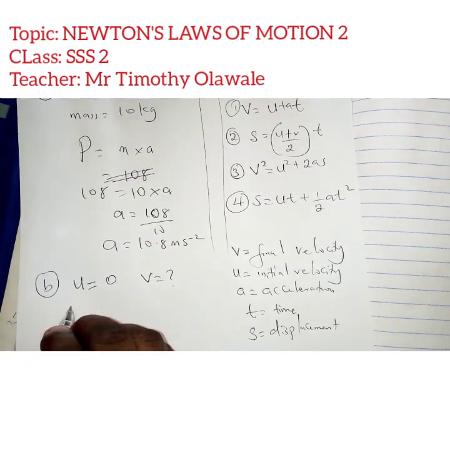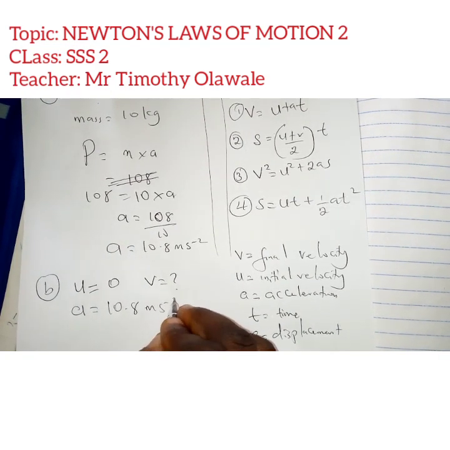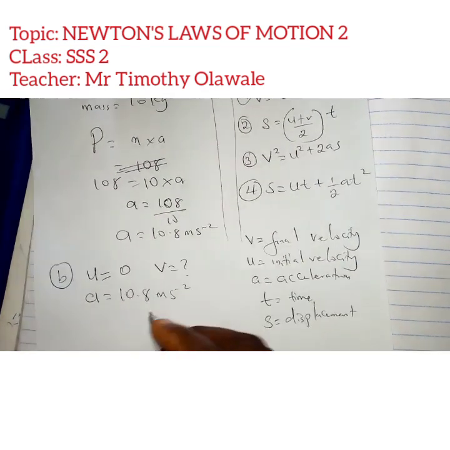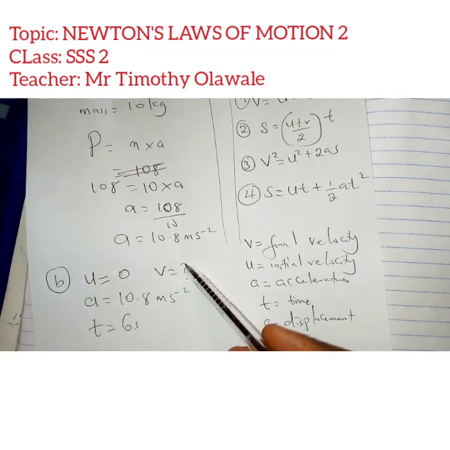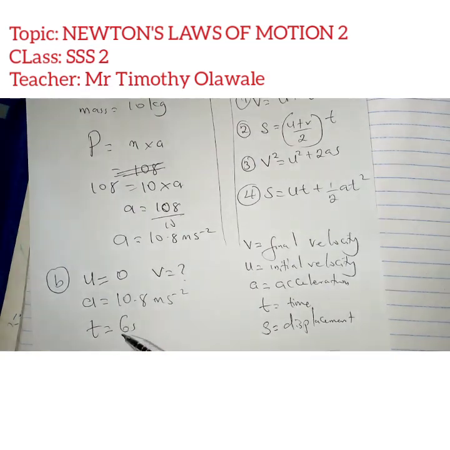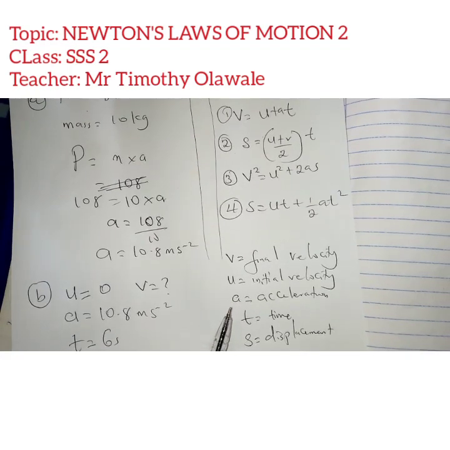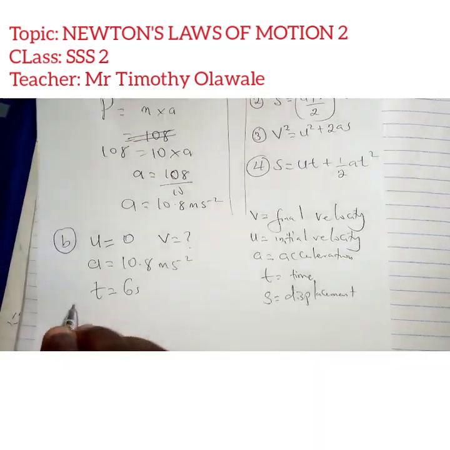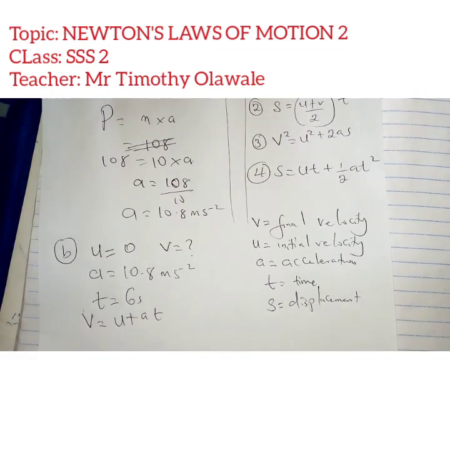And then we know from the first solution that A equals 10.8 meters per second squared. And what velocity does it attain after what? 6 seconds. So time is 6 seconds. So we are looking for V. We know U, we know A, we know T. So what formula suits our question? It is the first formula. V equals U plus AT.